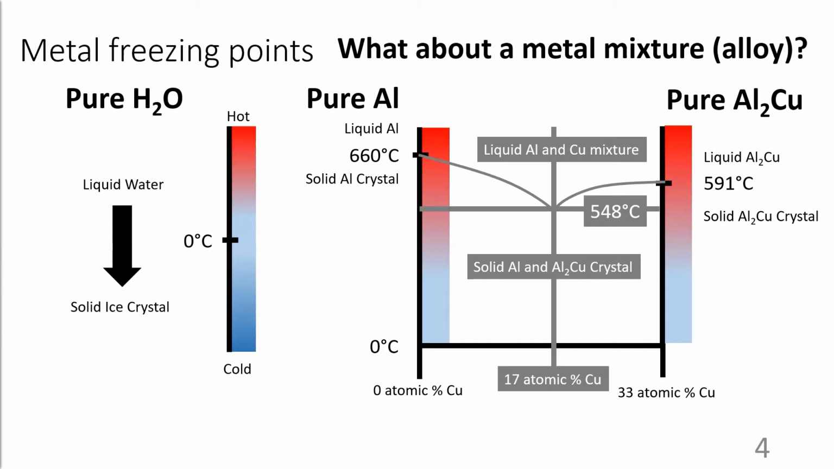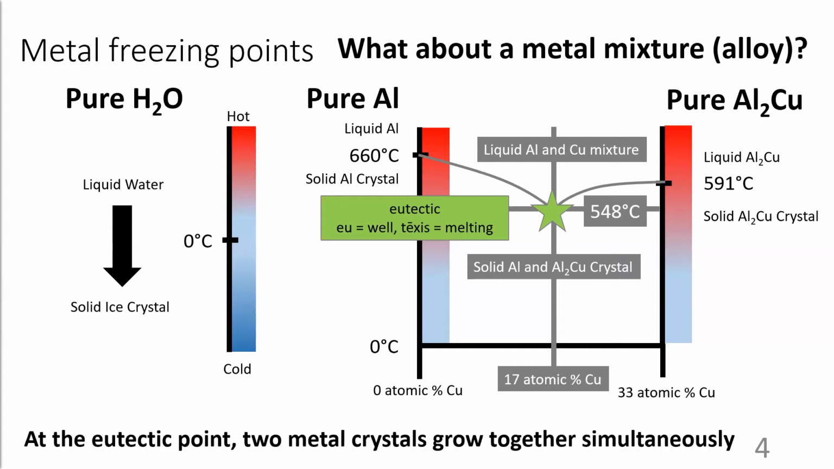We call this the eutectic point. This word is derived from the Greek words eu, meaning well, and texis, meaning melting, because at 17 atomic percent copper, this alloy melts very well. And at this eutectic point, the aluminum and aluminum to copper will freeze and grow together simultaneously.